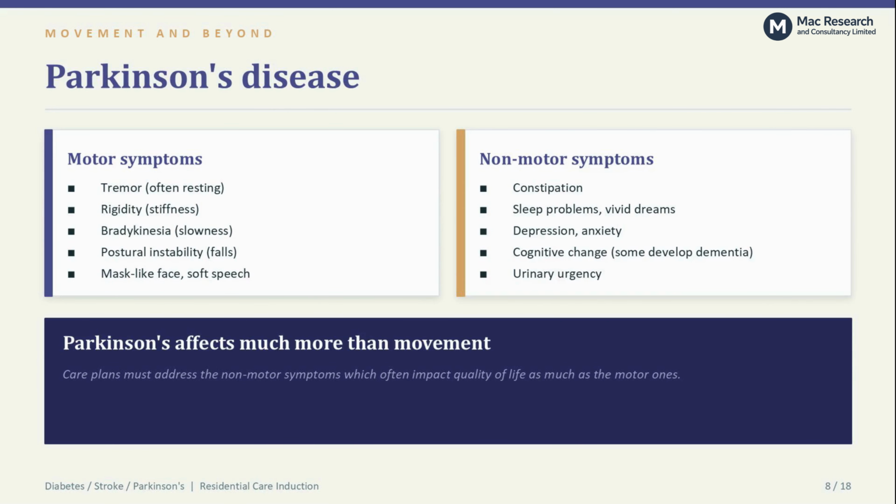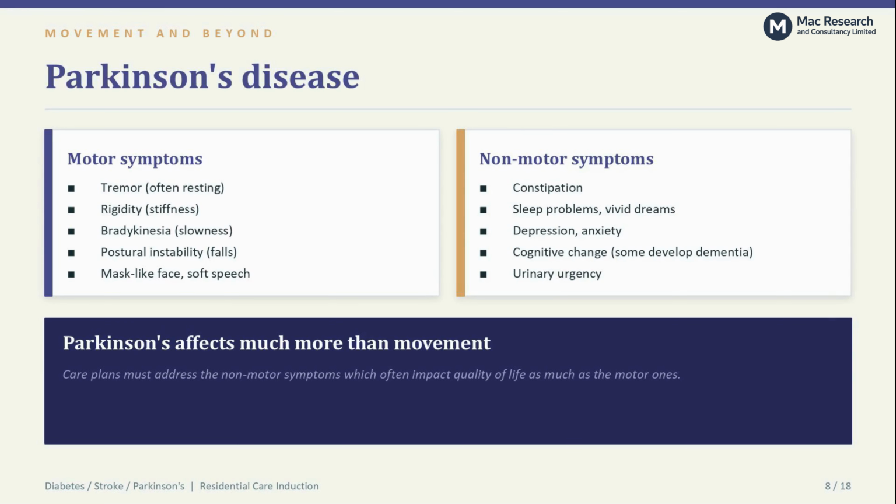Parkinson's disease. The most common type of Parkinsonism, caused by loss of dopamine-producing neurons in part of the brain. Motor symptoms. Tremor, often resting tremor. The limb shakes when at rest, less when in use. Rigidity, stiffness, sometimes cogwheel, on examination.